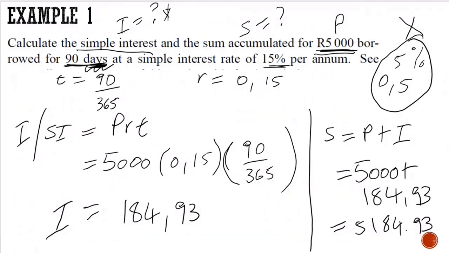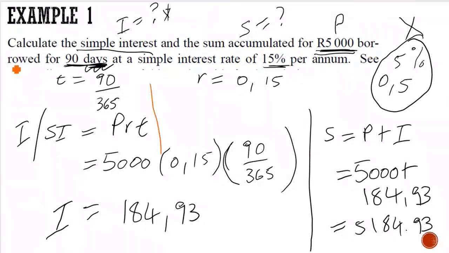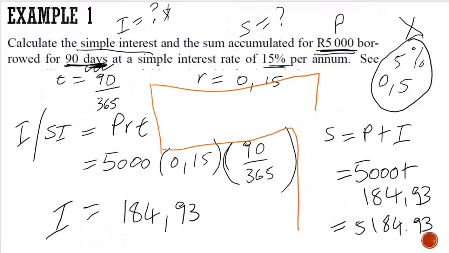That's one way of calculating simple interest. Let's say you want to use another method. You can use another method whereby you know that S is equal to P into 1 plus RT. That is another formula that you can use for an accumulated amount.